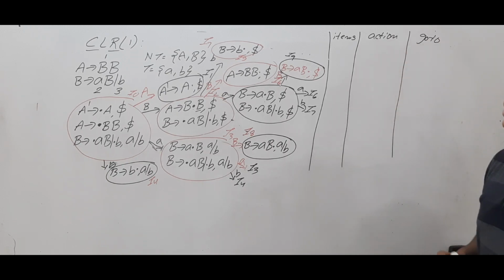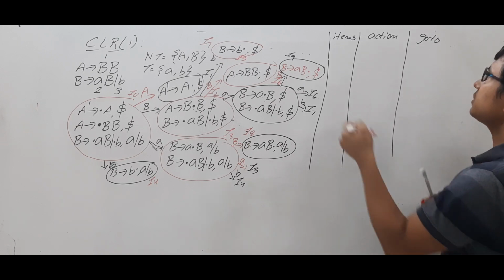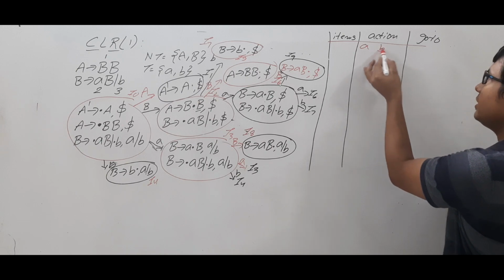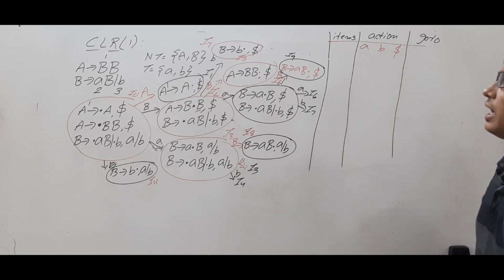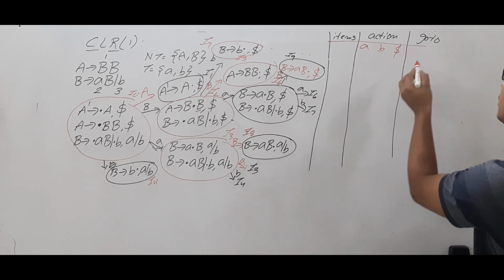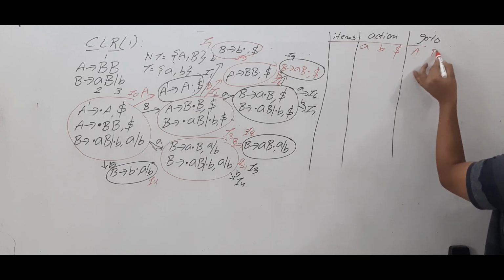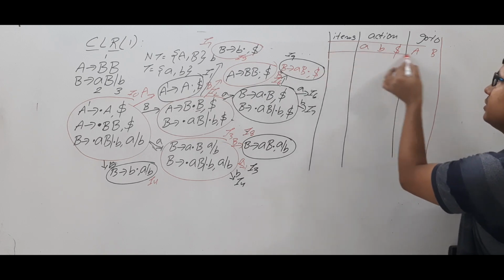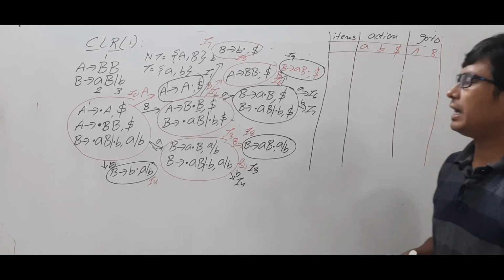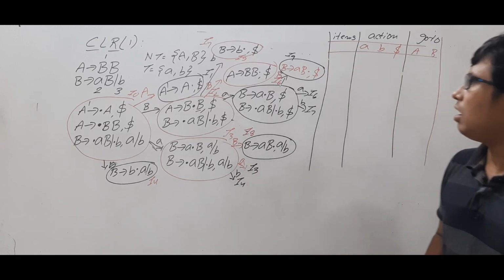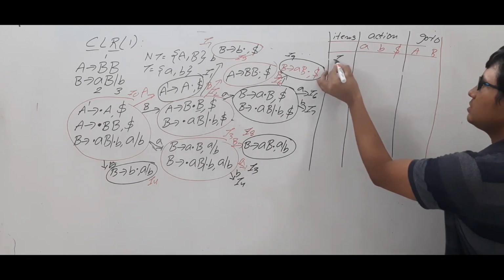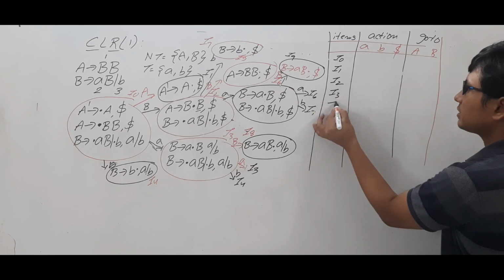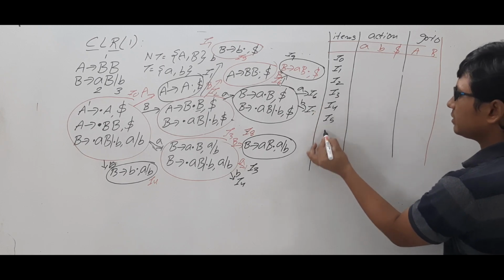In the action part, what will we have? We will have the terminals: a, comma, b and dollar. And in the go to part, I will have the non-terminals, which are A and B. I hope it is visible for you. And at the item place, I need to write all the 10 items such as I0, I1, I2, I3, I4, I5.